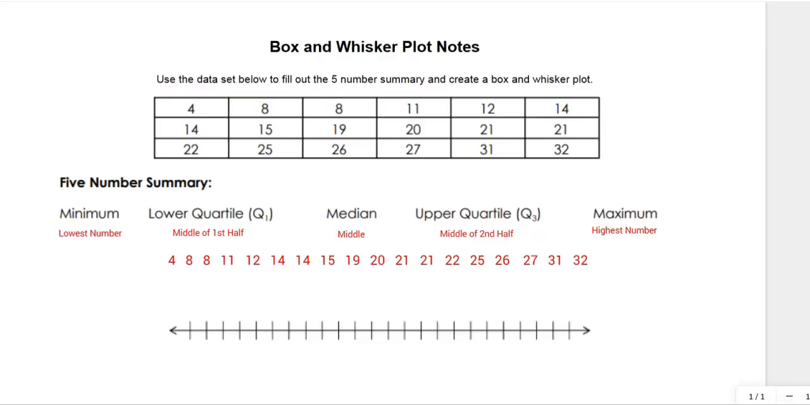Then you have your lower quartile, which is the middle of the first half, upper quartile, which is the middle of the second half, and then your median is your middle.